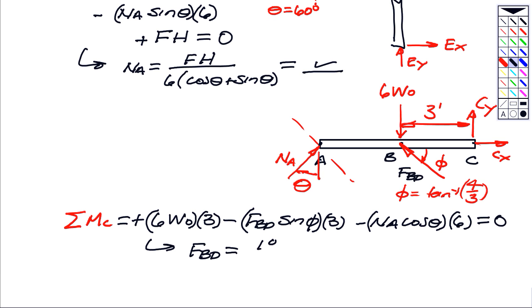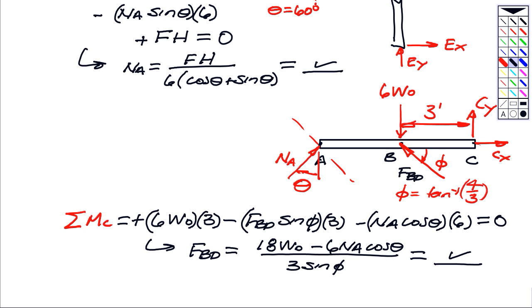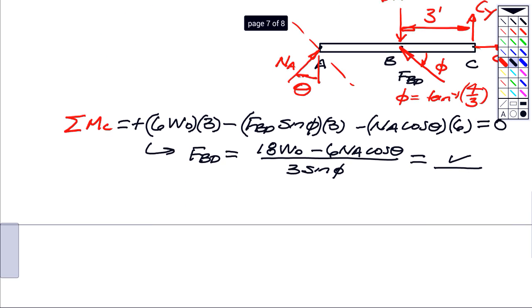That will be 18 W0 minus 6 NA, which we just calculated as cosine of theta, divided by 3 sine phi. At this point, we know everything that goes into that equation, so we can write down a number there for FBD. That was our second free body diagram.